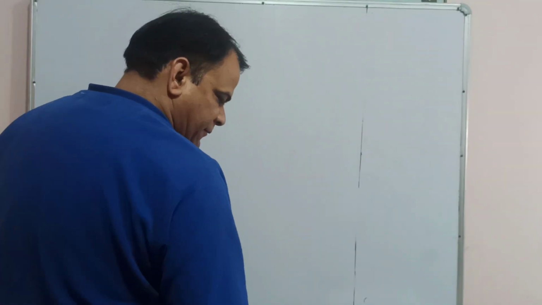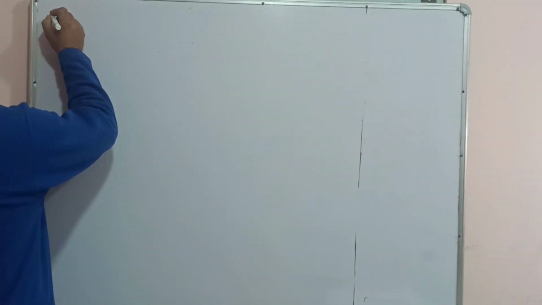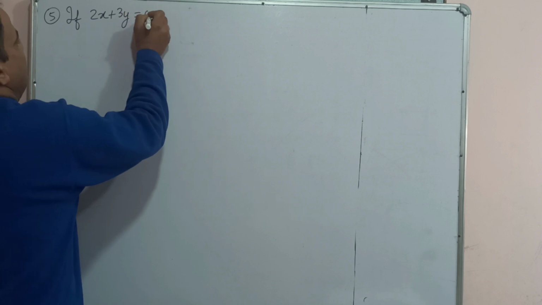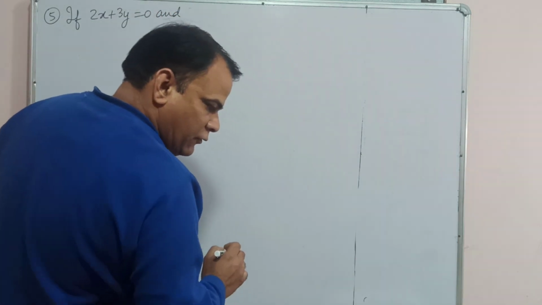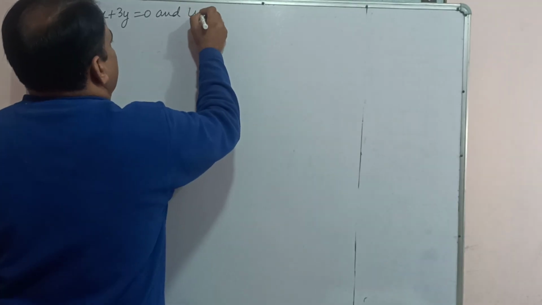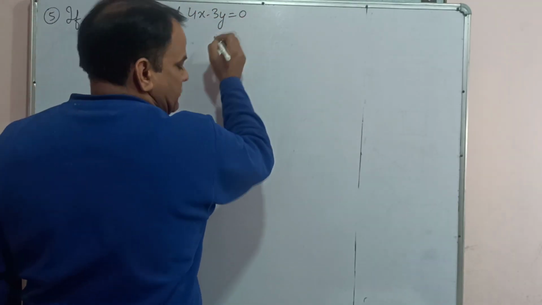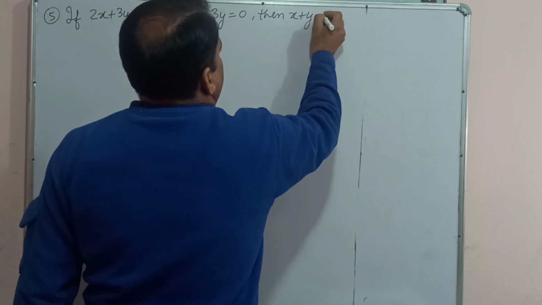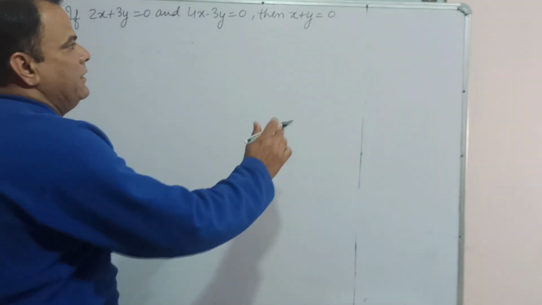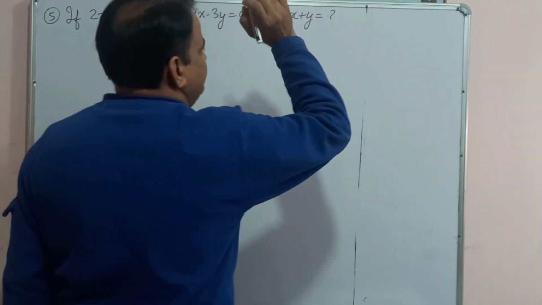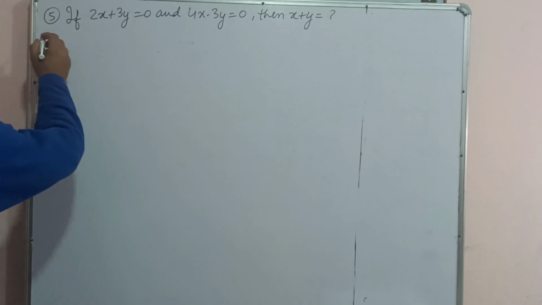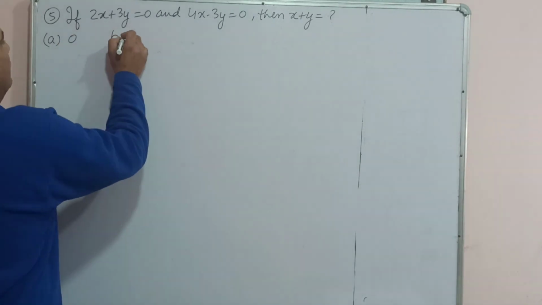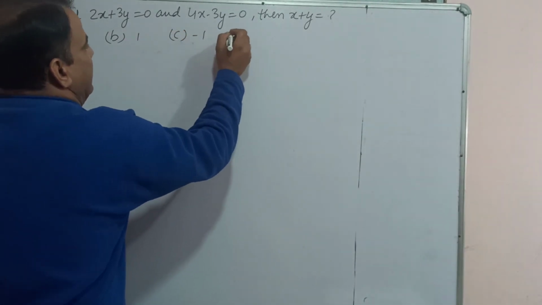Our next question is, if 2x plus 3y equals 0 and 4x minus 3y equals 0, then x plus y is, we have to find what x plus y equals. By solving these equations, our options are A 0, B 1, C minus 1, and D 2.